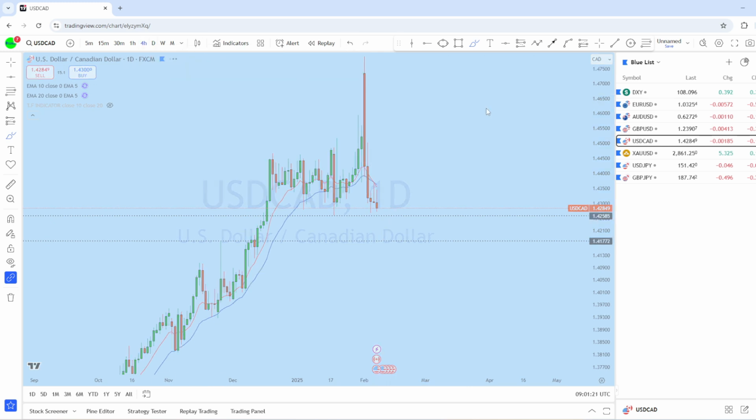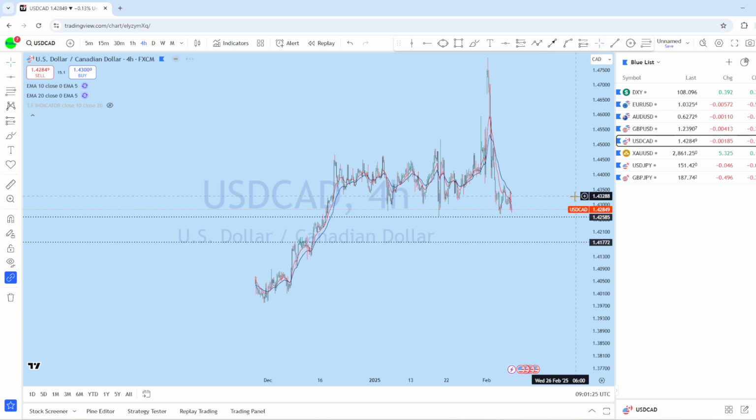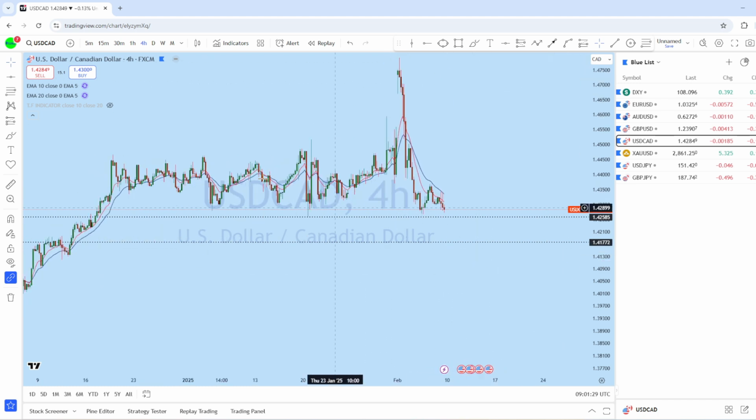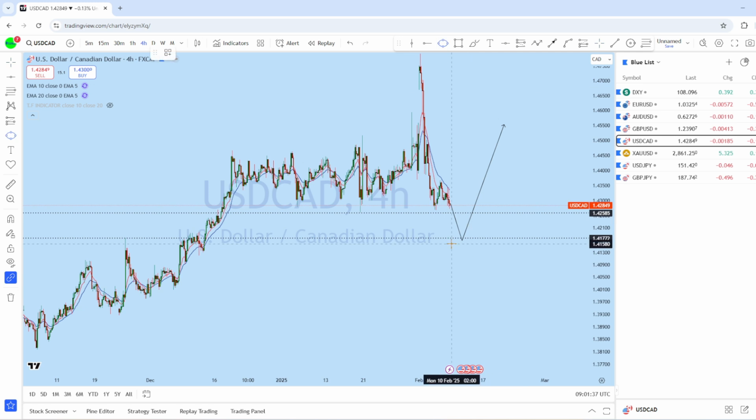Now looking at the 4-hour chart on dollar CAD, on the lower time frame, from this gap open there's a massive drop here to that support level. I'm expecting dollar CAD to break below, grab the liquidity, and then bounce back up to create a new higher high.